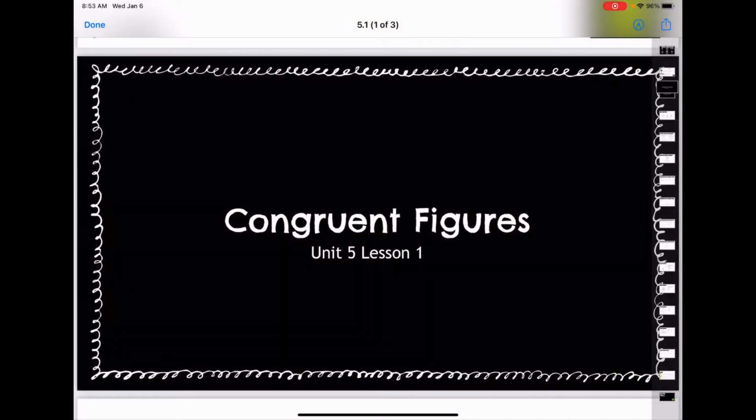Today we're going to dive into Unit 5. This is our second to last unit in this course. Today's lesson is titled Congruent Figures.